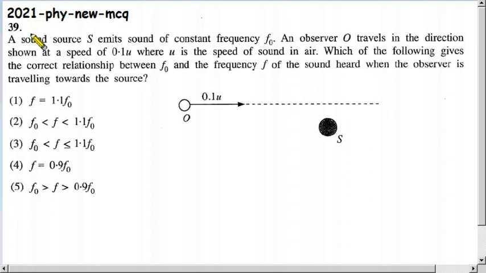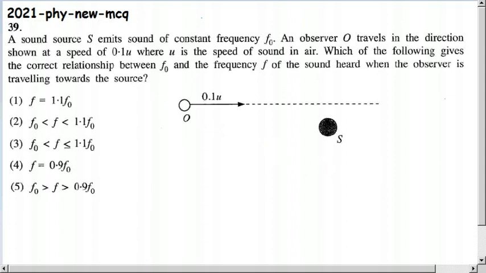Children, today I am going to discuss question number 39 from the MCQ part of 2021 Physics New Syllabus paper. A sound source S emits sound of constant frequency f0. An observer O travels in the direction shown at a speed of 0.1 times u, where u is the speed of sound in air. Which of the following gives the correct relationship between f0 and the frequency f of the sound heard when the observer is traveling towards the source?